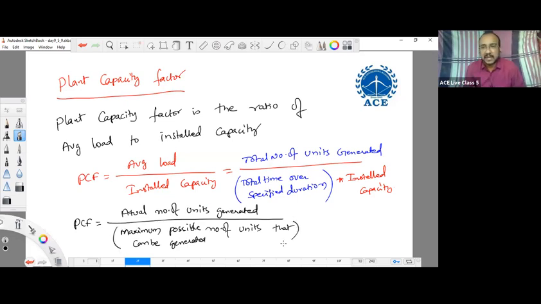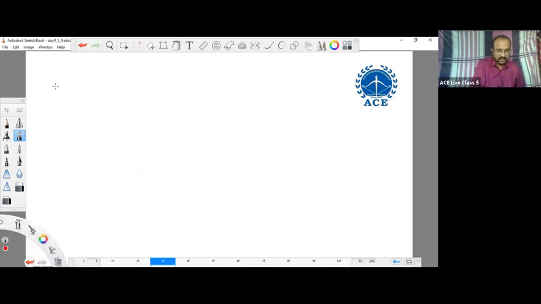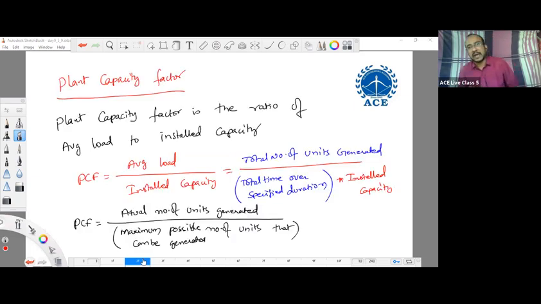Now, will your plant capacity factor be less than 1 or greater than 1? Plant capacity factor will be less than 1 because the unit will not run for the total duration. It will be shut down for certain durations. It is the ratio of average load to installed capacity. Installed capacity will be more than the average load, so plant capacity factor is less than 1.